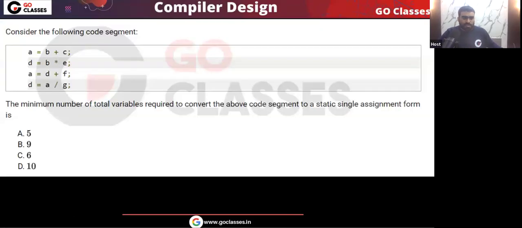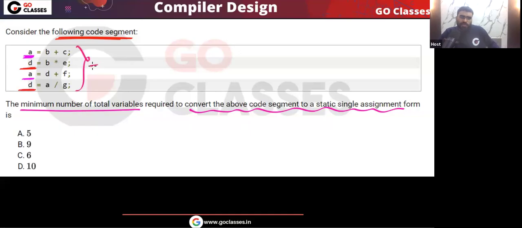Let's solve this question. Tell me the answer. Consider the following code segment. This code segment is given to you. The question asks for the minimum number of total variables required to convert the code segment into static single assignment. Right now, is this in SSA? No, this is not in SSA, because you can see this variable you are assigning 2 times. This variable also you are assigning multiple times. So let's convert into SSA.